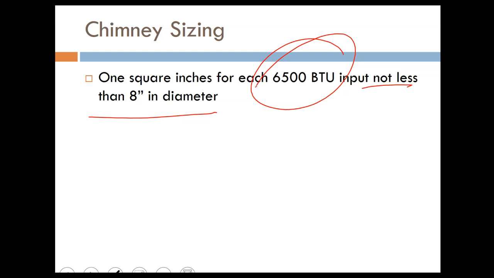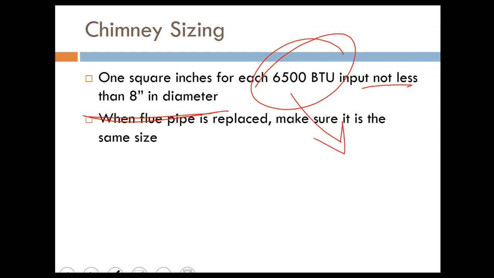So let's say you have a 30,000 BTU, you're gonna divide that by 6,500 and see how many inches that gives you, but not less than 8. So you're gonna start with 8. Even if this calculation turns out to be 6, you're gonna put 8. 8 is the minimum. It can only go higher. Okay.